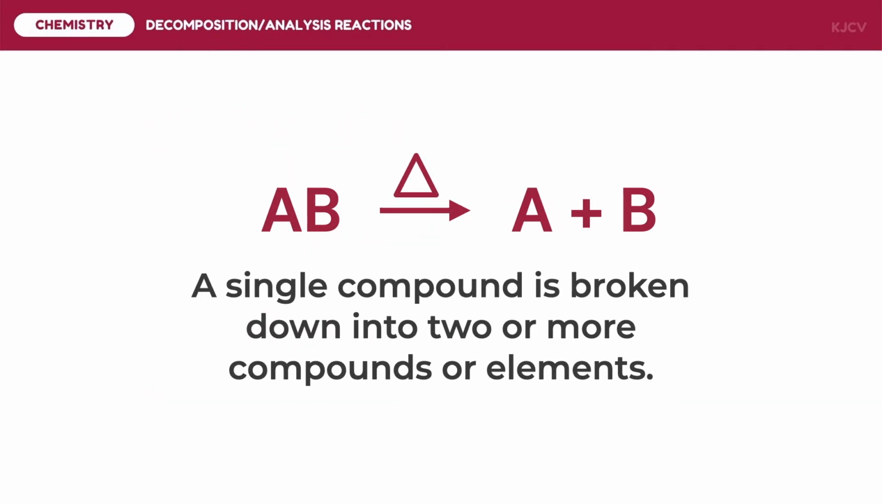Decomposition reactions involve a single compound that is broken down into two or more compounds or elements. It follows the reaction AB decomposing into products A plus B. Compound AB is much more complex compared to substances A and B, which may be a single element or a less complex compound. Decomposition reactions are usually driven by heat or electricity that allows the breakdown of the reactant.